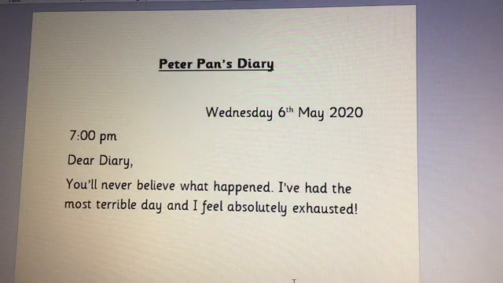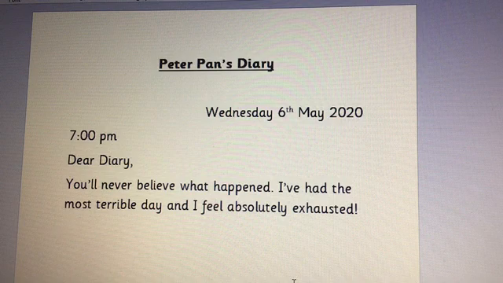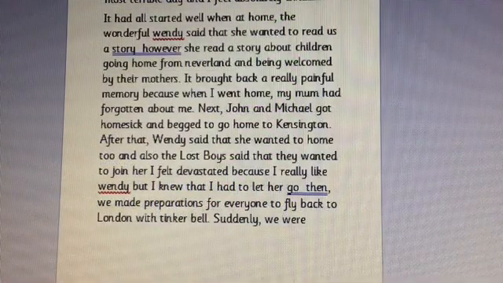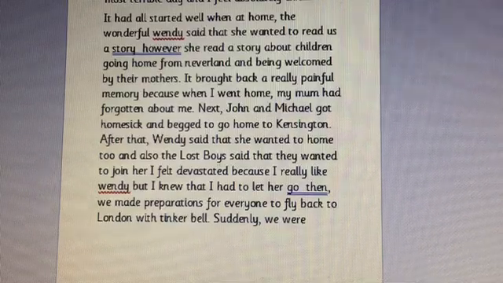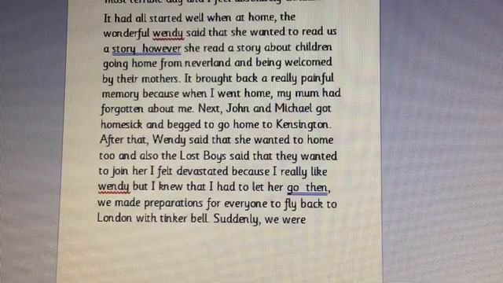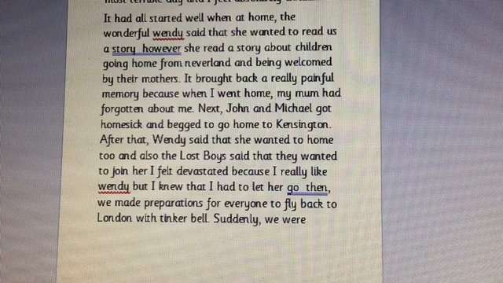Now I'm going to have a go at writing the main body of my diary, and this is where I really want to talk in detail about what has happened and how I feel about it. So here is the main body of my diary. See if you can see where I've made some mistakes. I'm going to read it to you now.